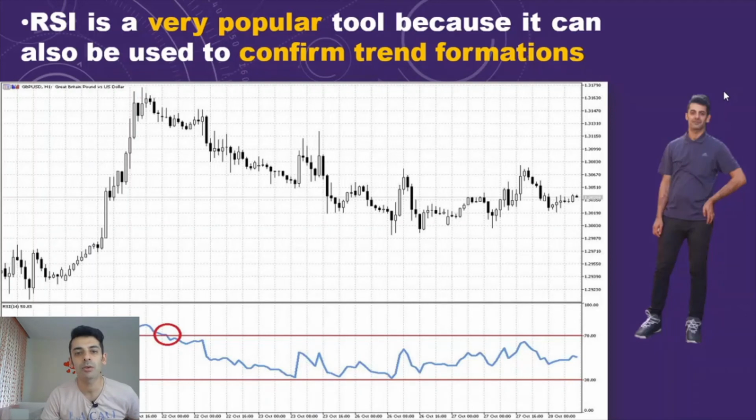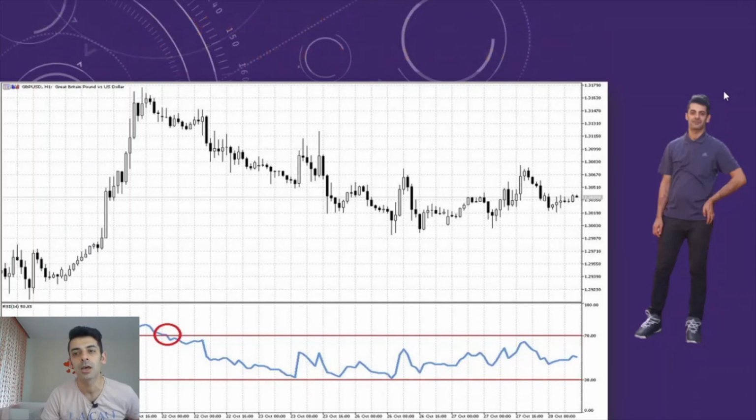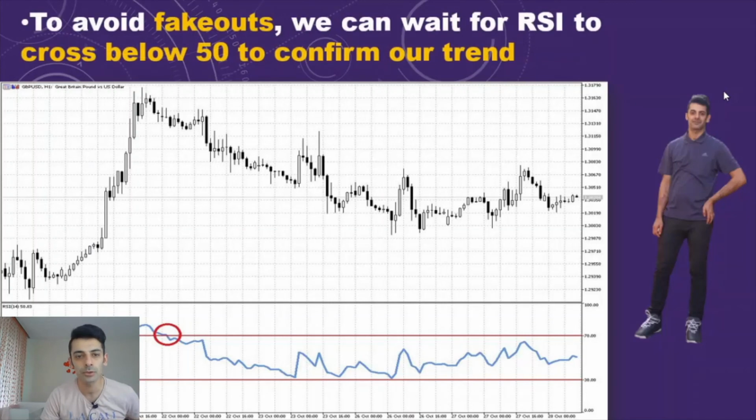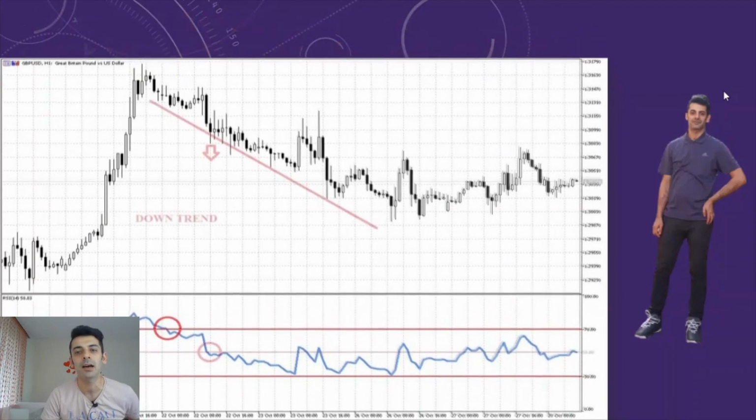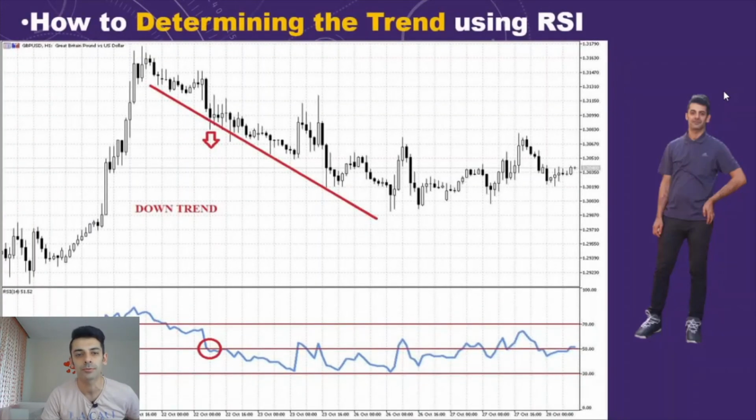RSI goes below 15 on a downtrend. At the beginning of the chart above, we can see that a possible downtrend was forming. To avoid fakeouts, we can wait for RSI to cross below 15 to confirm our trend. Sure enough, once RSI passes below 15, it's a good confirmation that a downtrend has actually formed.